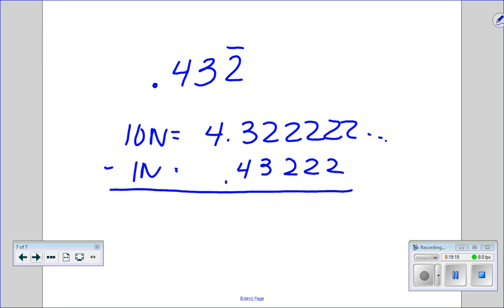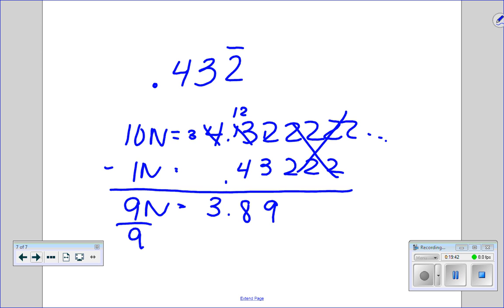So then this is going to cancel. But this, I'm going to have to borrow 13, 12, so 9, and 8, and 389. Anybody get this? Because 2 was the only number that repeated, so I had to multiply by 10. So then I have to multiply by 100, actually, so 389 over 900.